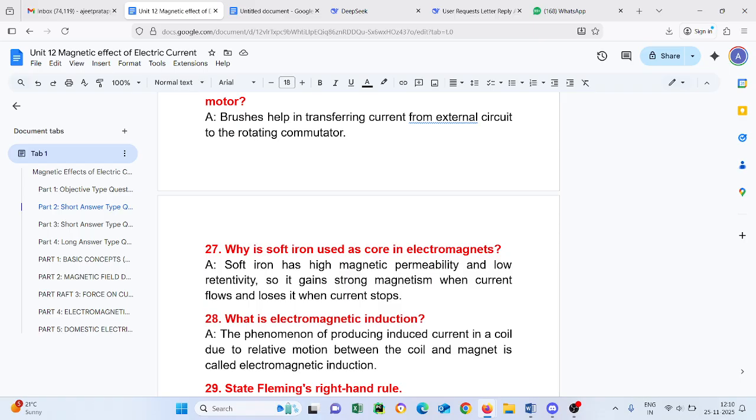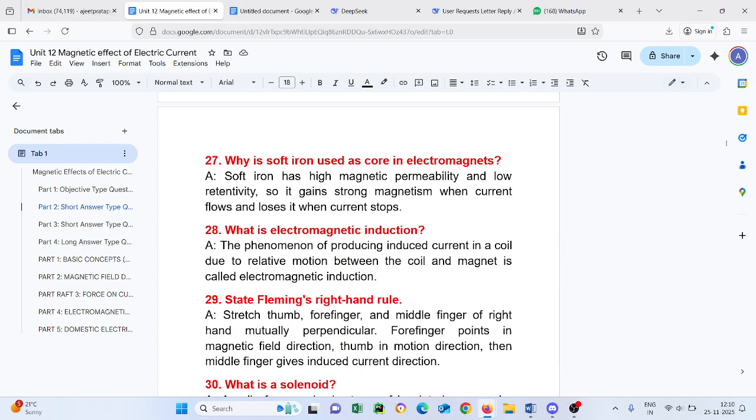Question number 28. What is electromagnetic induction? The phenomenon of producing induced current in a coil due to the relative motion between the coil and magnet is called electromagnetic induction.